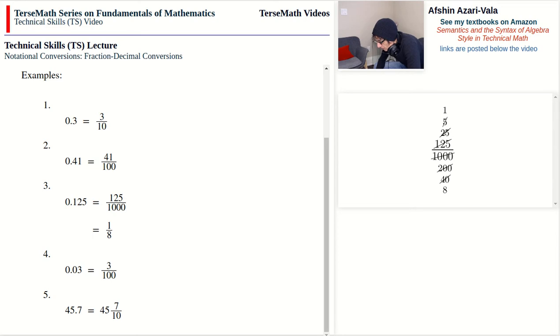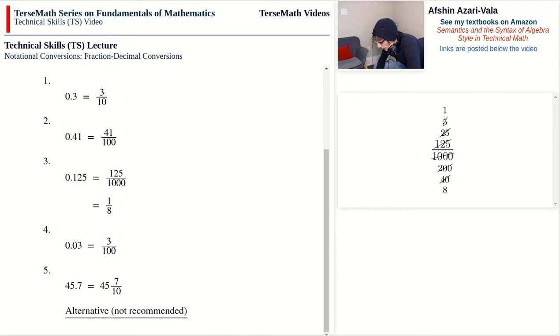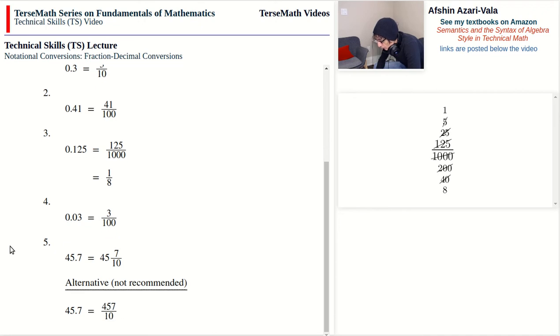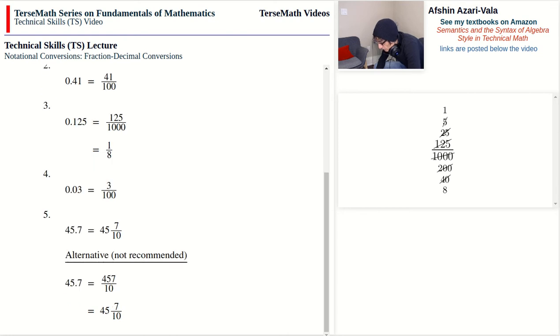Now, of course, there is the alternative approach that I don't recommend, and that one says that we can put the whole thing on top of 10. 457, and because there is one decimal digit, that goes over 10. You could do that, but then you have to convert this into a mixed number because you have an improper fraction. So you will have to do a long division now. This time I'm not going to do the long division. You can try that. You try that.